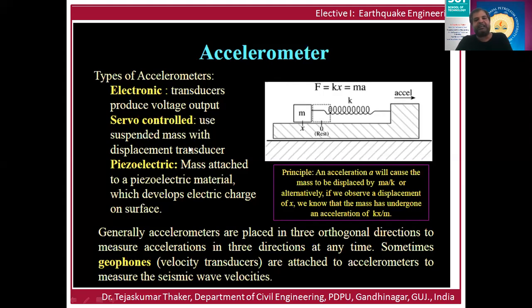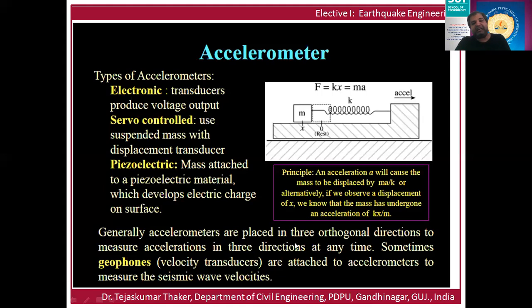It is used with a suspended mass with a displacement transducer. So you can see the mass has been put and connected with a spring here, some stiffness component, so that when the earthquake happens, it will actually move. This particular vibration is converted into voltage. Sometimes piezoelectric material is also used. So the mass is attached to piezoelectric material, which develops electrical charges on the surface. When it moves, it converts this movement into charges, and thereby it records the earthquake digitally onto the seismograph.